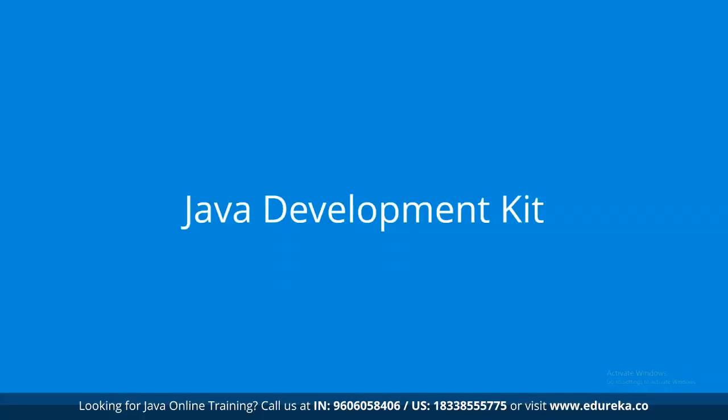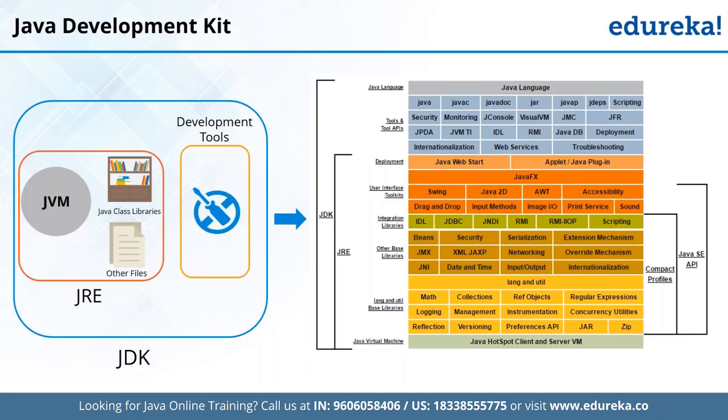Now, before we can get started on Java, we do need something called JDK, the Java Development Kit. Now, Java is not a scripting language. So for example, if we talk about HTML, CSS, or JavaScript, these are all scripting languages and they do not need any kind of compiler. But Java is not a scripting language.